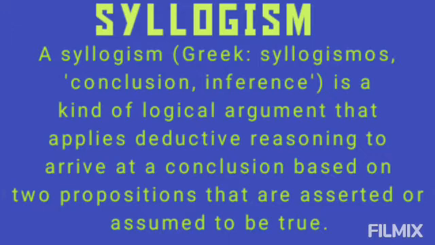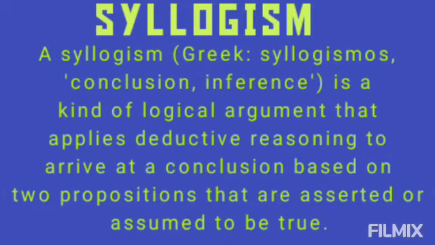So we can define syllogism as a kind of logical argument that applies deductive reasoning to arrive at a conclusion based on two propositions that are asserted or assumed to be true. We might be given two statements or three statements. Based on those statements, we are expected to find the conclusion.